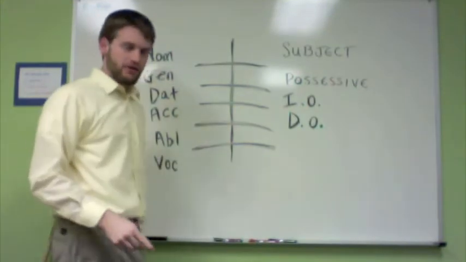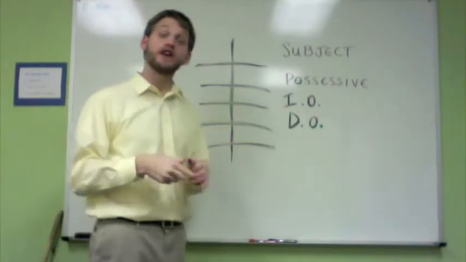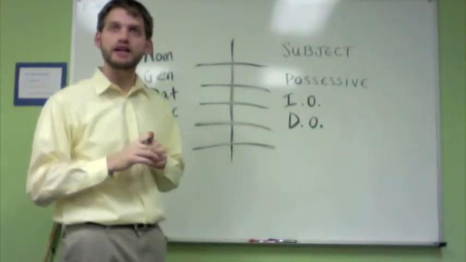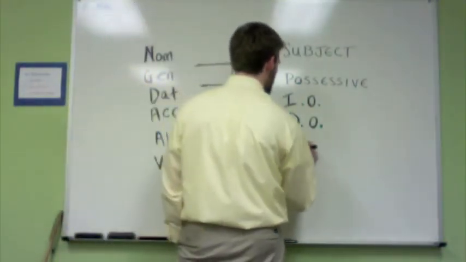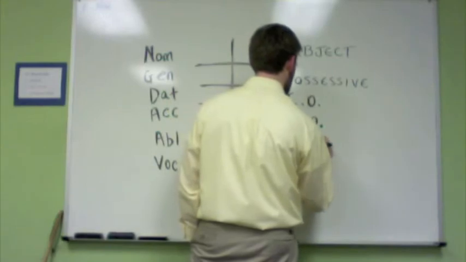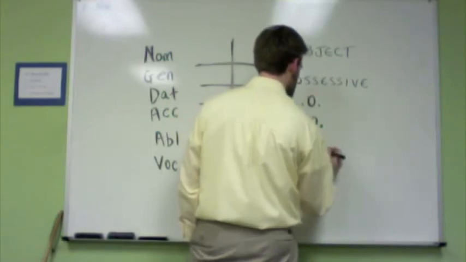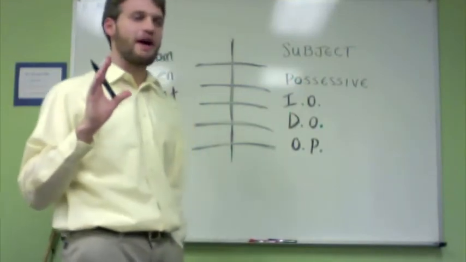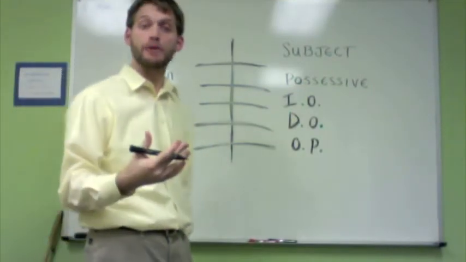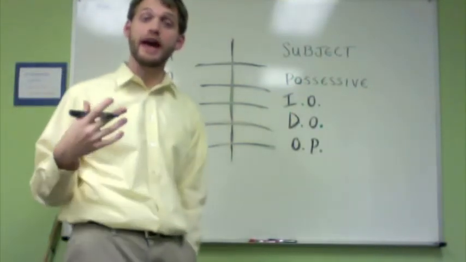The ablative. For our purposes in this video, the ablative is the object of certain prepositions. Okay, so I'm going to abbreviate it OP. Object of certain prepositions. There are other things it functions as. Yes, I know. But for our purposes today, it would be the object of a preposition. For example, a preposition like ex.